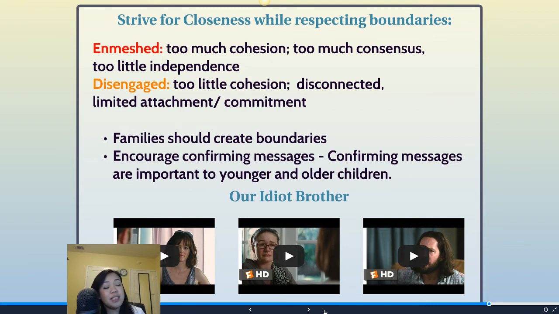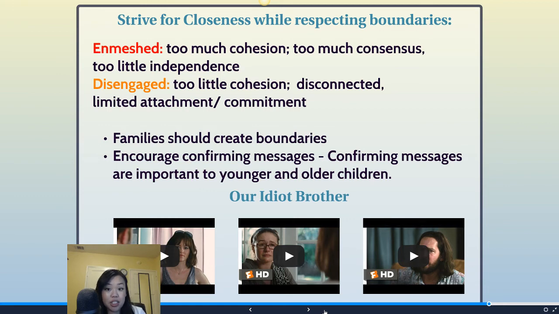And then we also have disengaged. You don't want a family that's too separate from each other either. You don't want family members that feel disconnected, that don't have commitment to one another, because that will cause the family system to unravel, right? So you want to have a balance between being enmeshed and disengaged. You do this by creating boundaries in the family. And boundaries are created through communication, and they can be most productively created through confirming messages.